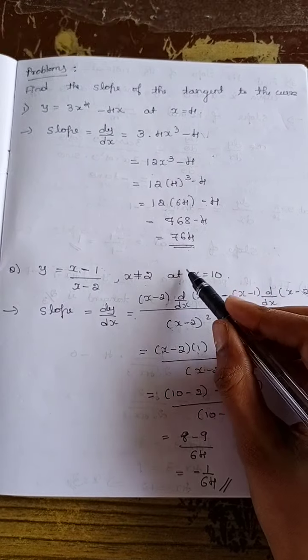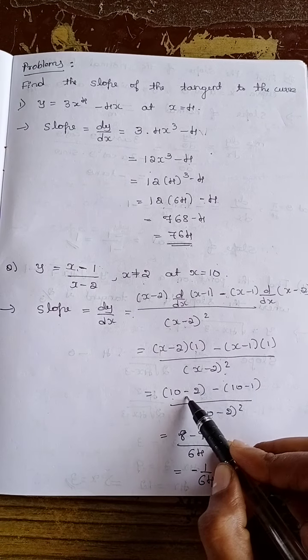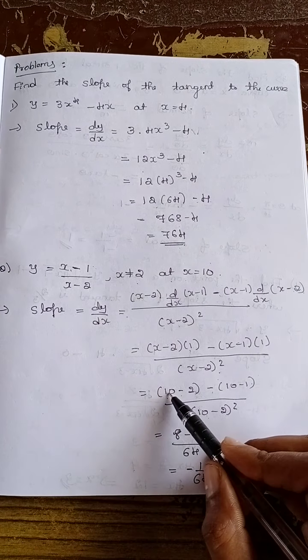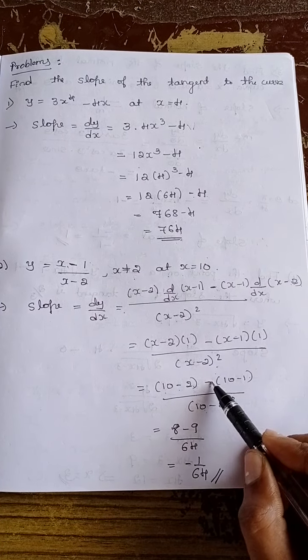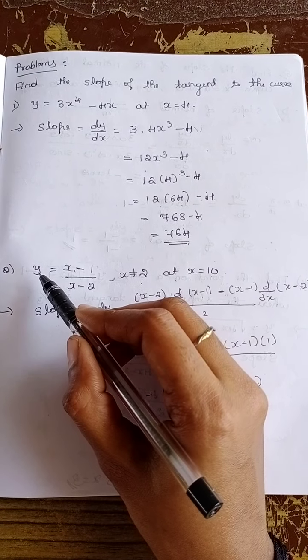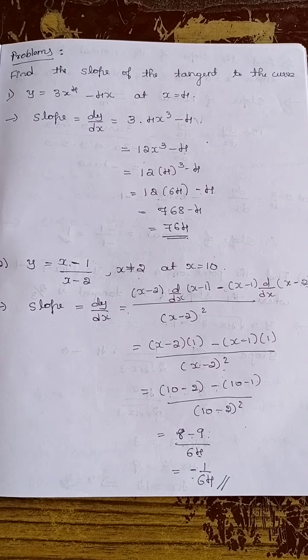At the value of x equal to 10, we have to find the slope. So substitute x equal to 10 here: 10 minus 2 minus 10 minus 1 divided by 10 minus 2 whole square. 10 minus 2 is 8, minus 10 minus 1 is 9, divided by 10 minus 2 is 8, 8 square is 64. 8 minus 9 is minus 1, divided by 64 is the slope of the given function or the given curve y is equal to x minus 1 divided by x minus 2.